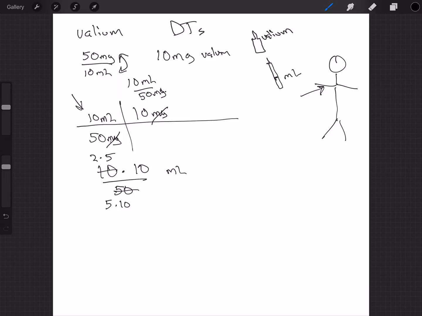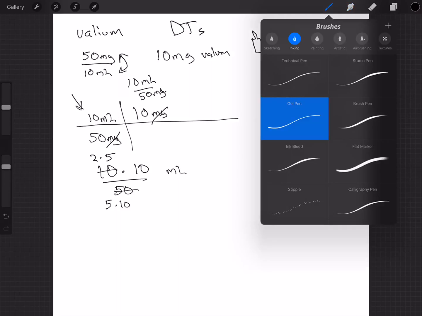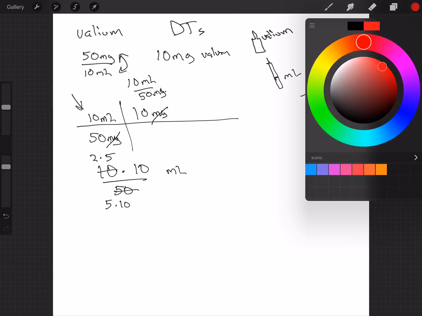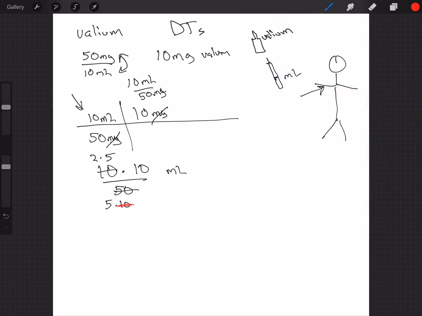So now we take this and we say, well, we got a 10 on the bottom and we got a 10 on the top. So we're going to cross this 10 out, cross this 10 out. We got a 5 on the bottom, we got a 5 on top, so we're going to cross those out. And all we have left is 2 divided by 1. Right, we've got everything else, so it's 2 mLs of fluid. That's going to give us that 10 milligrams of Valium.